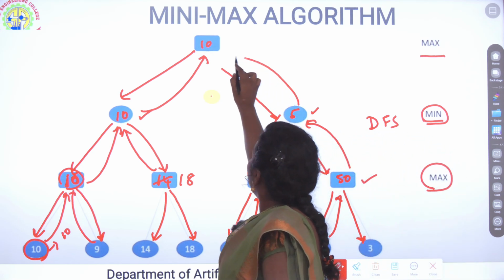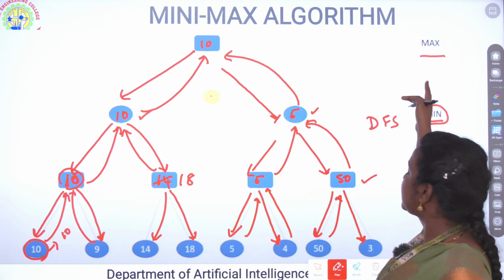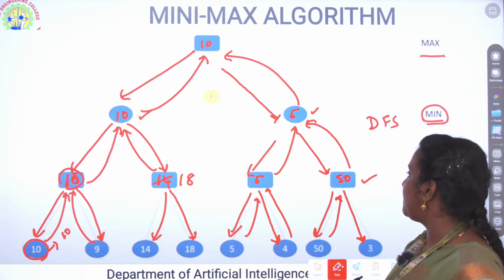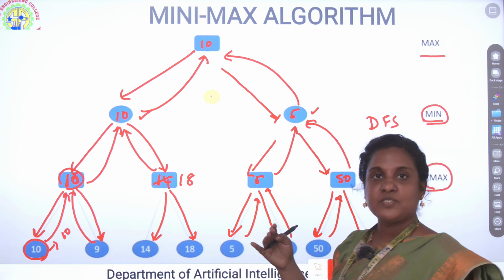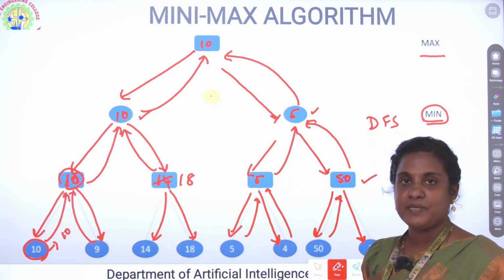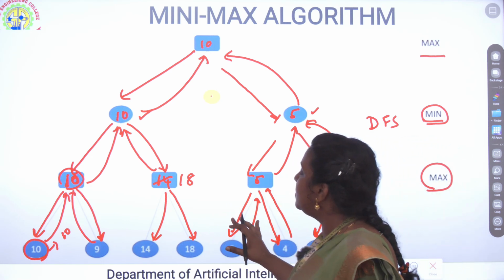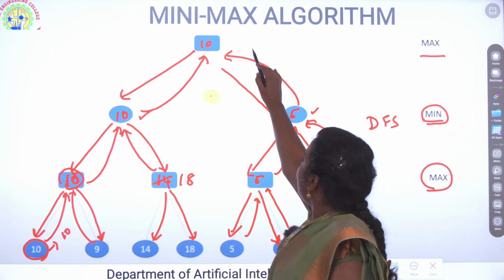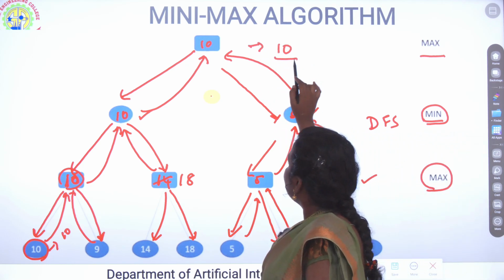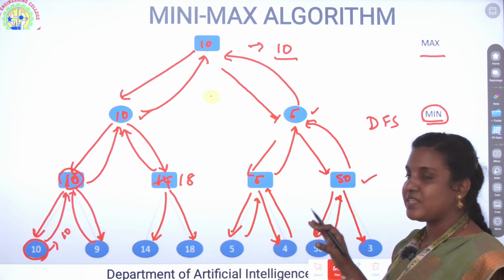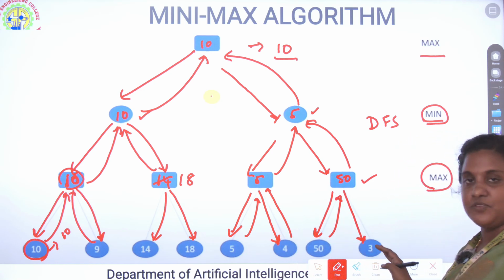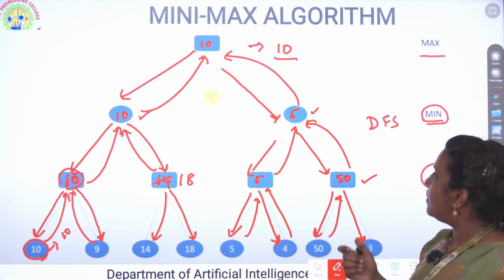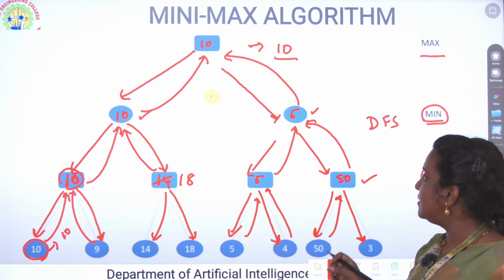And this value will be backed up to the root node where the max player is playing. Here the max player will always take the maximum value. So compared to 5, 10 is the maximum, so it keeps that value. Now we have reached the root node, and the root node has the value 10. Once the tree has been traversed till its leaf nodes and the root node has the value, here we have the value 10.